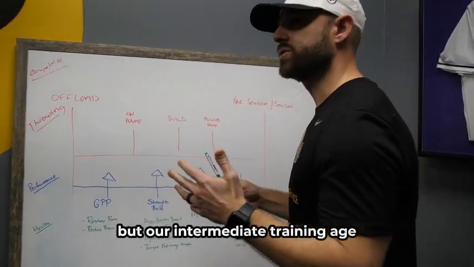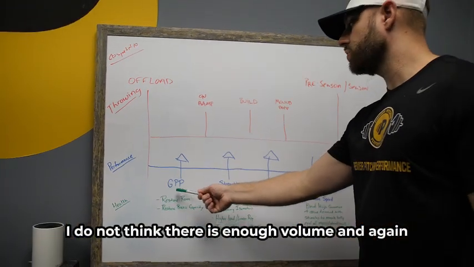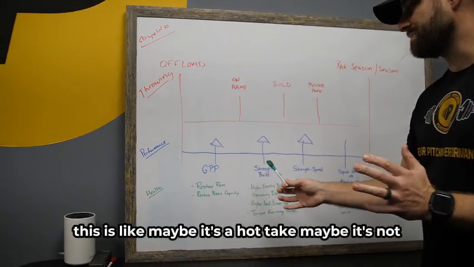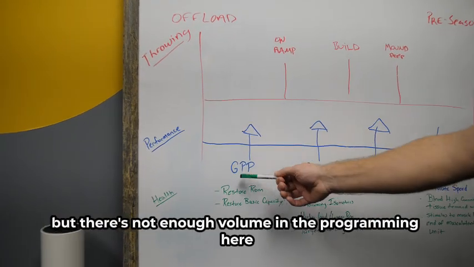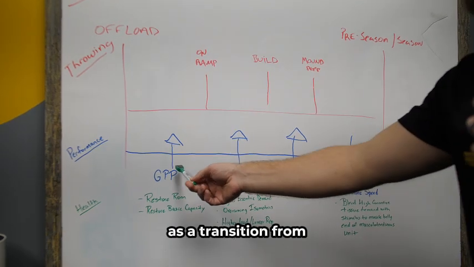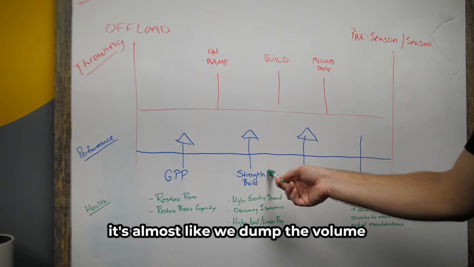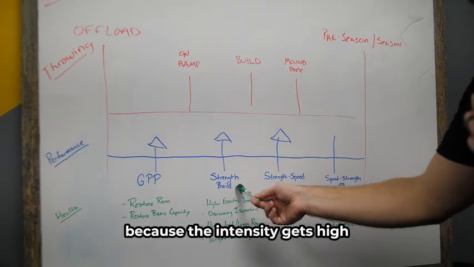But our intermediate training age, especially as we're getting into college, I do not think there's enough volume. And again, maybe it's a hot take, maybe it's not, but there's not enough volume in the programming as a transition from the GPP phase into a strength build. It's almost like we dump the volume because the intensity gets high.